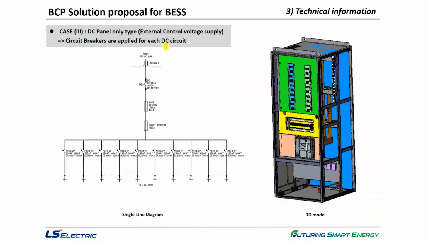Actually, here you can see the case 3 with string MCCB type. So here you can see 10 serial MCCBs in a row. And it is actually not widely used because the fuses can cut off much faster than MCCBs. But of course, we can offer this as well.